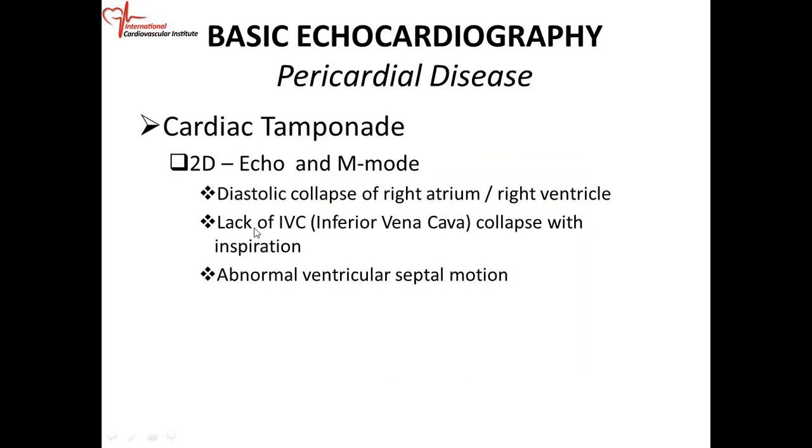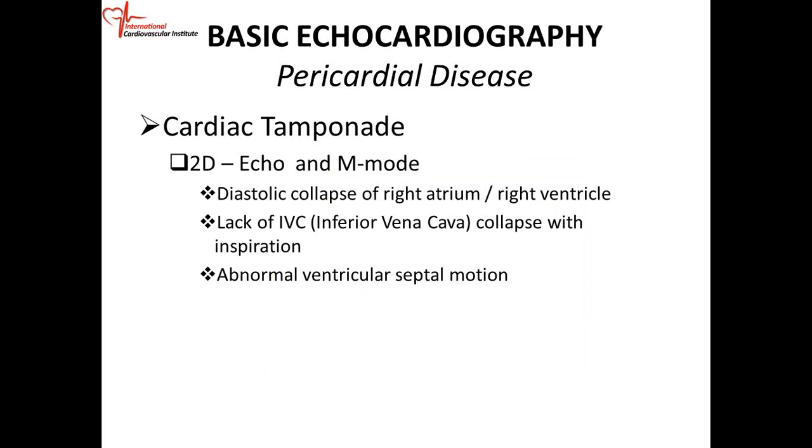With cardiac tamponade, it is diastolic collapse of the right atrium and right ventricle. And if you look at the IVC, it will be enlarged. And not only that, you won't get the collapse with inspiration. The inferior vena cava is going to be large and non-collapsible with inspiration. And then you get what we call an abnormal ventricular septal bounce.